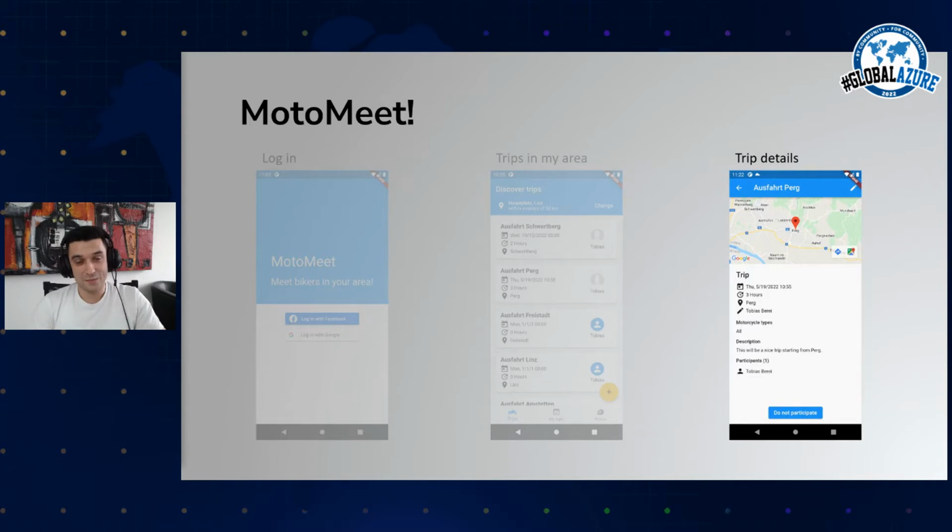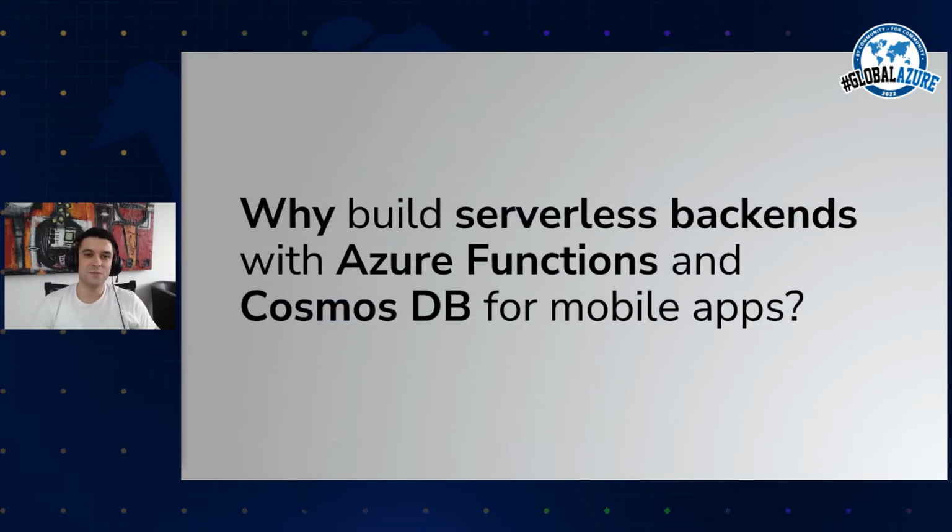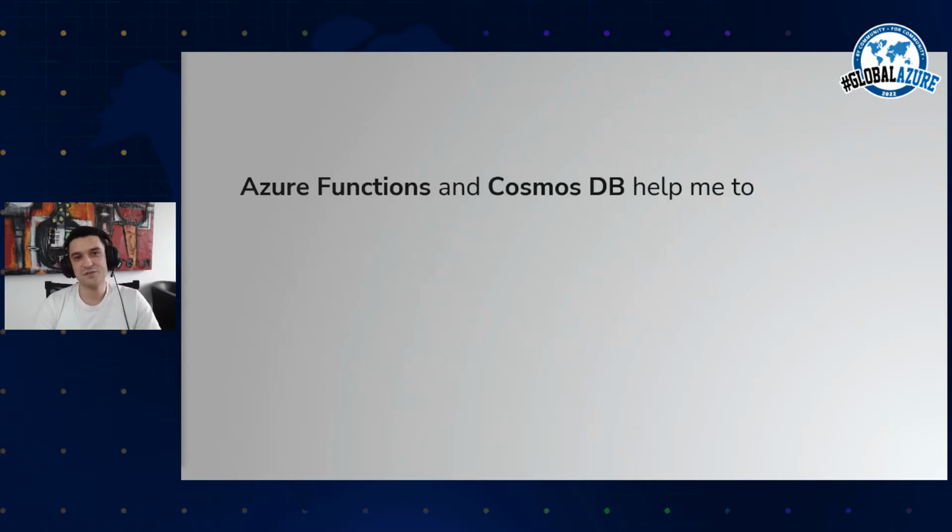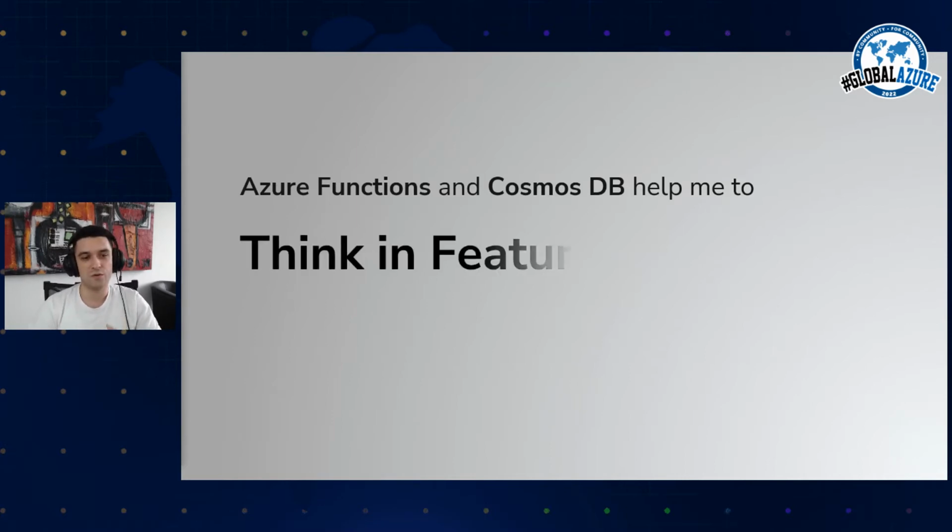I built the backend for this app with Azure Functions and Cosmos DB. And that brings me back to my initial question. Why should we do that? Now, after I've done that, I can tell you that the answer is pretty simple and obvious for me, at least. Because Azure Functions and Cosmos DB help me to really focus and think in features.